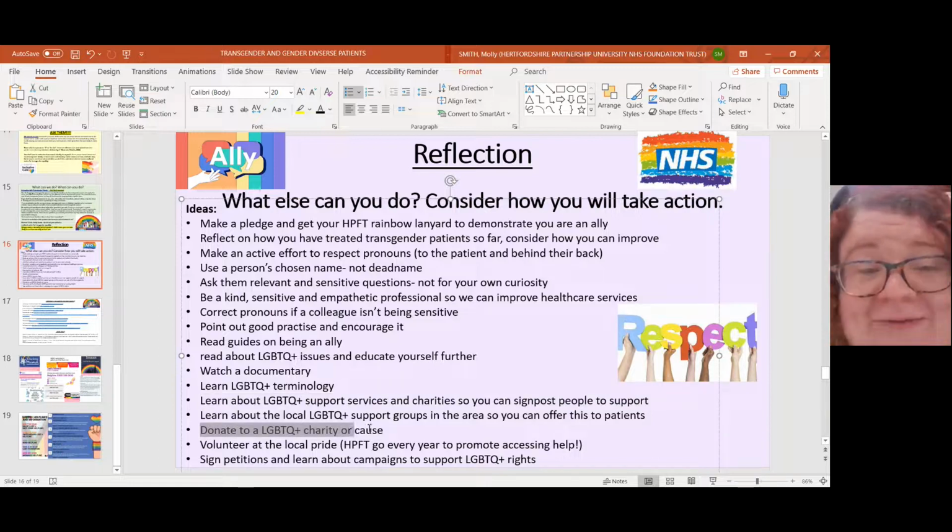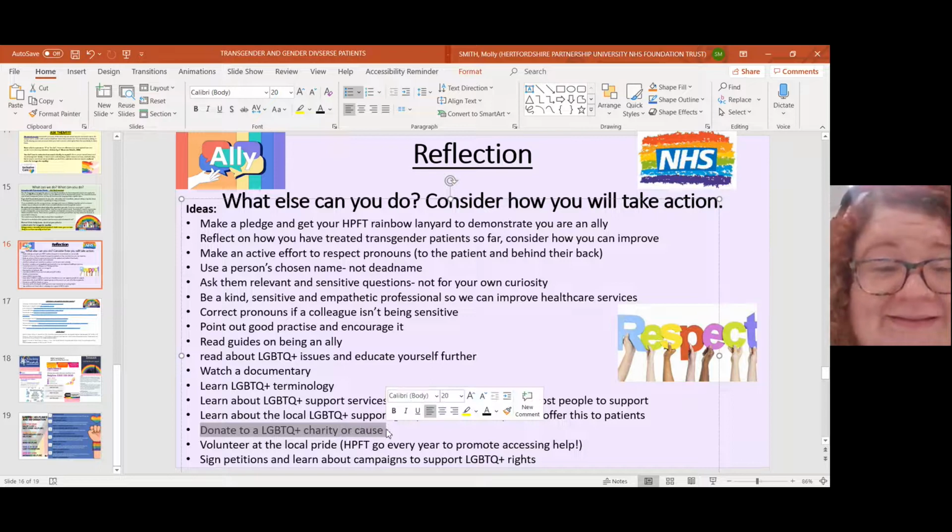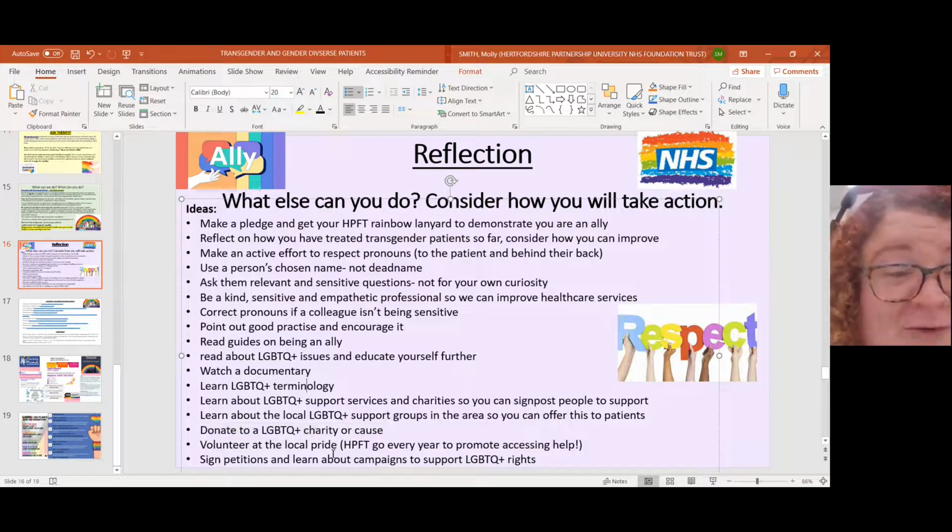You may want to donate to a related charity. You could volunteer at your local Pride as well. Most years I've been going and handing out mental health leaflets to promote people getting the help that they need. But we're always wanting support and volunteers. You could sign petitions, you could learn about campaigns to support people's rights. These are just a few ideas, but I'd like you to spend a few moments to think about what you could personally do.